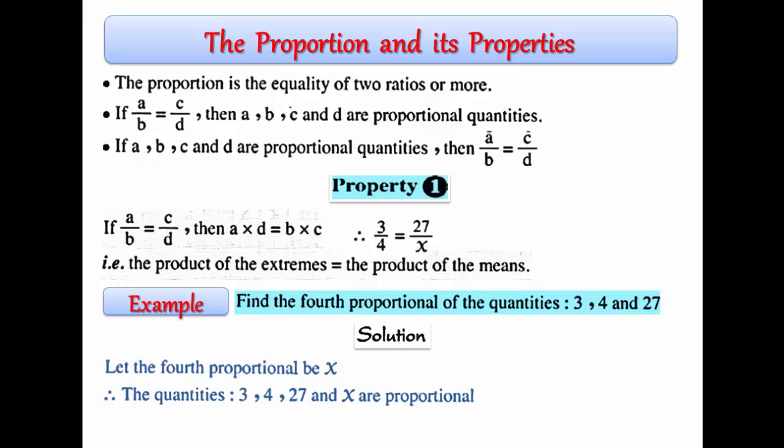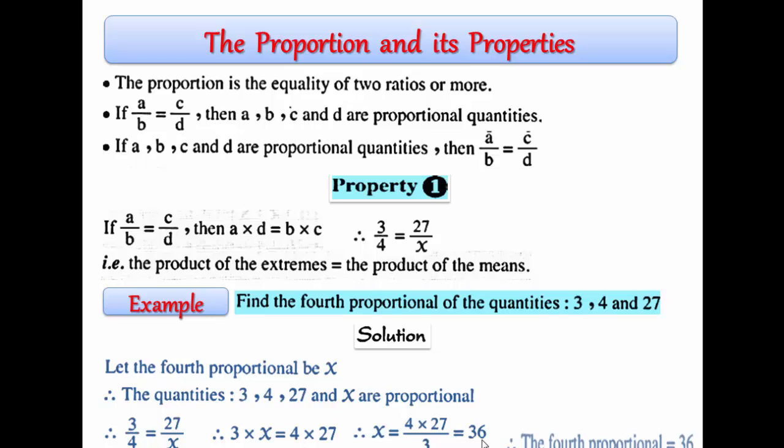Therefore, the quantities 3, 4, 27 and x are proportional. Then the first over second equals third over fourth. 3 over 4 equals 27 over x. Use scissors here. We will multiply 3 multiplied by x and 4 multiplied by 27. So 3 multiplied by x equals 4 multiplied by 27. Therefore x equals 4 multiplied by 27 over 3. x will be 36. The fourth proportional equals 36.